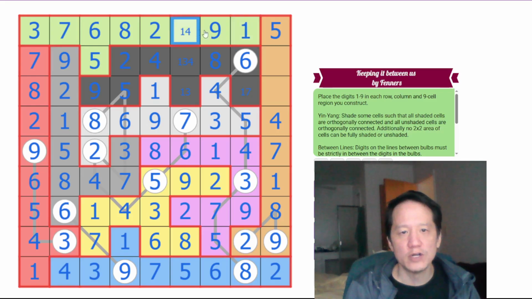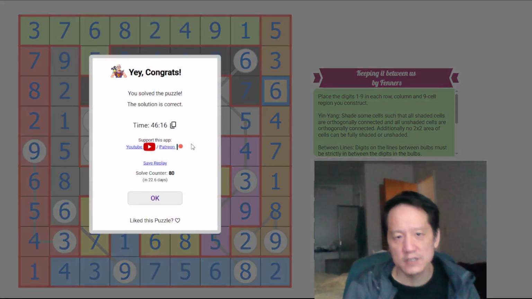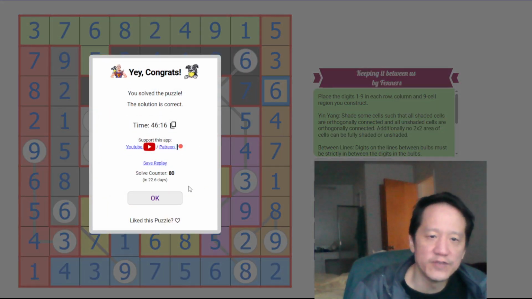Therefore, that's a 1. This is a 4. This 1 means this can't be 1, so this is 7. This can't be 1 also because of this 1, so this is 3. And that makes this a 1. And the remaining digit here is a 3. The remaining digit here is a 6. That's how you solve it.